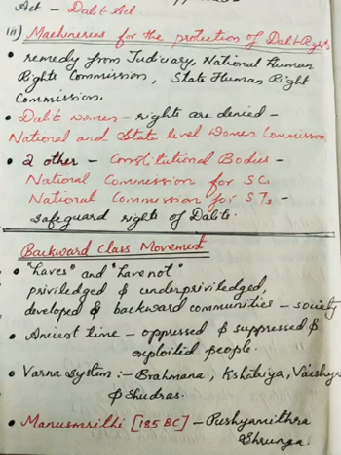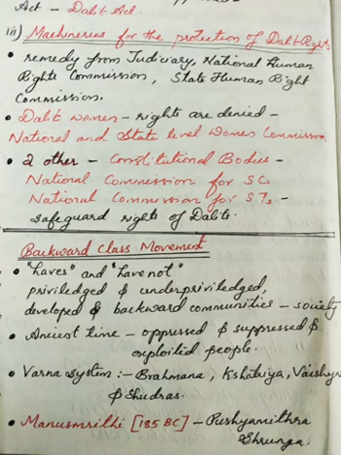The second social movement in this chapter is the backward class movement. There were haves and have-nots, privileged and underprivileged, developed and backward communities in each and every society. During ancient times in India, there were oppressed, suppressed and exploited people. Oppressed means harshly treated and suppressed means defeated.